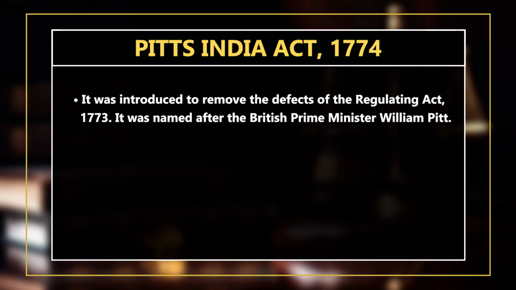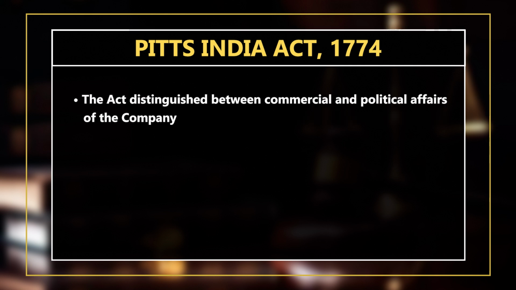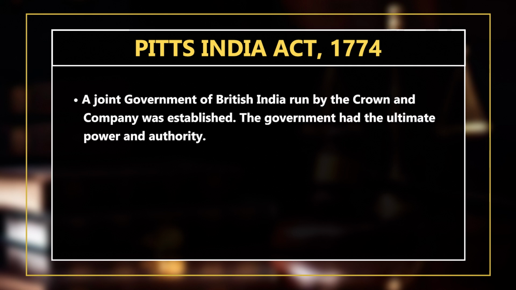After this, there came Pitt's India Act of 1784. It was introduced to remove the defects of the Regulating Act of 1773. It was named after the British Prime Minister William Pitt. The Act distinguished between the commercial and political affairs of the company. A joint government of British India, run by the Crown and the company, was established.